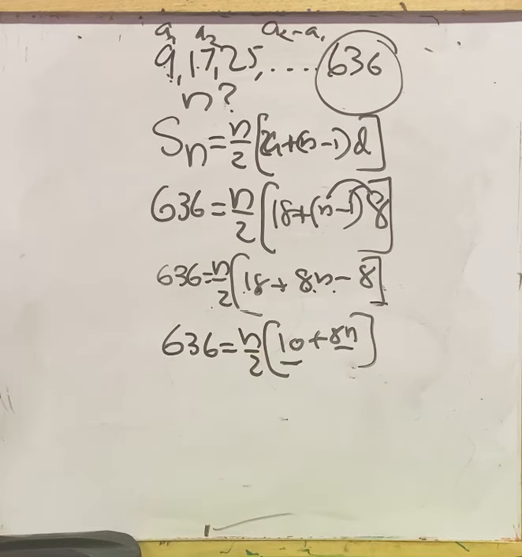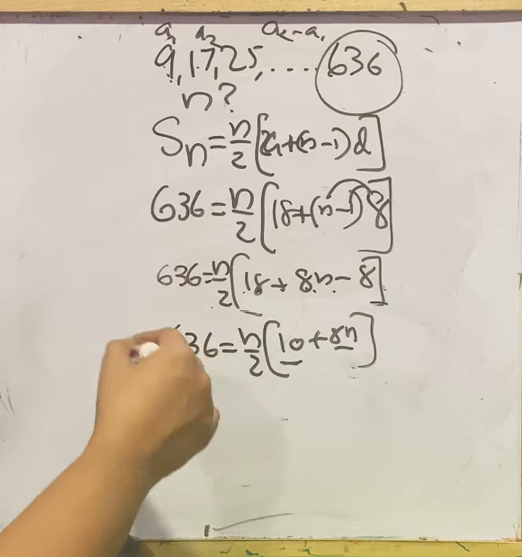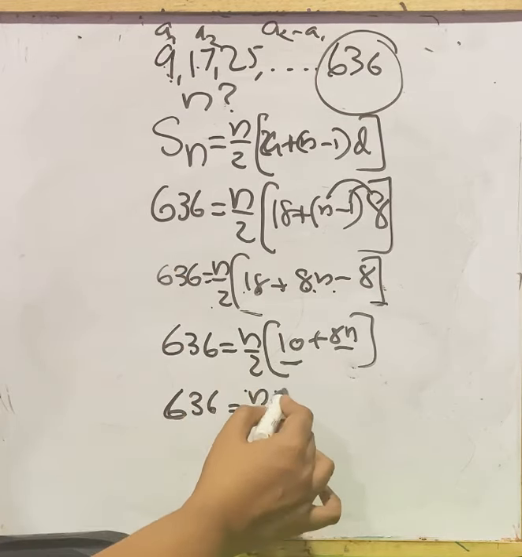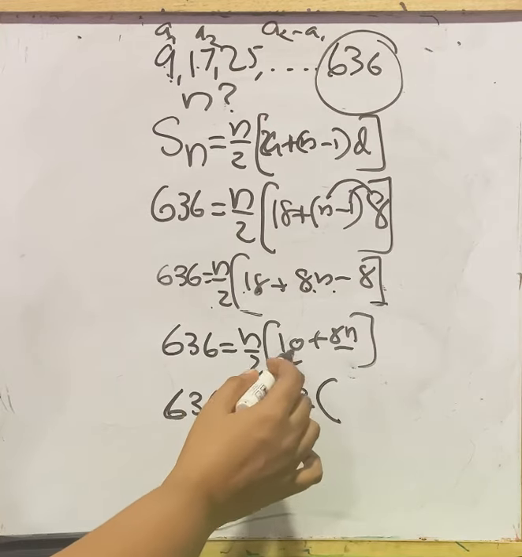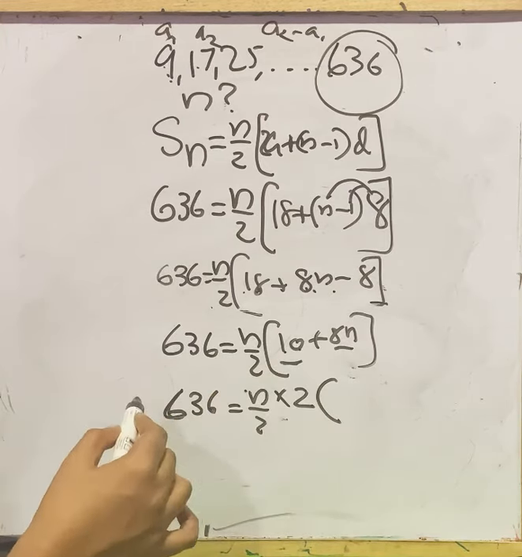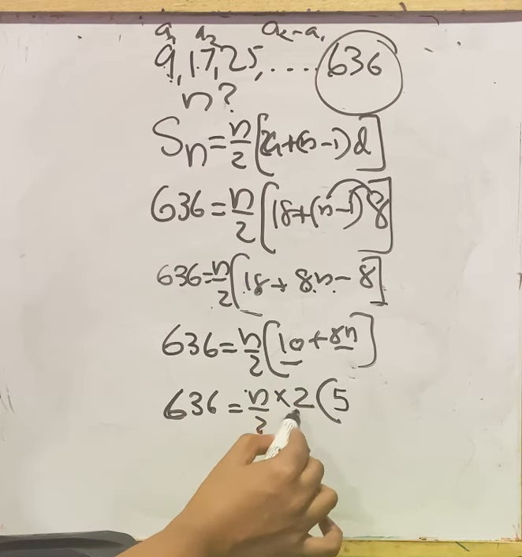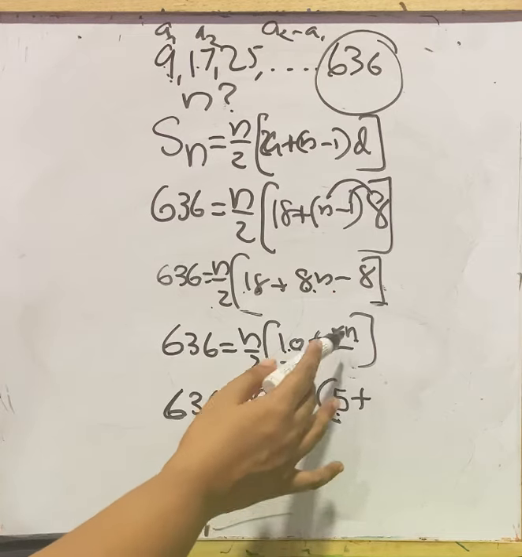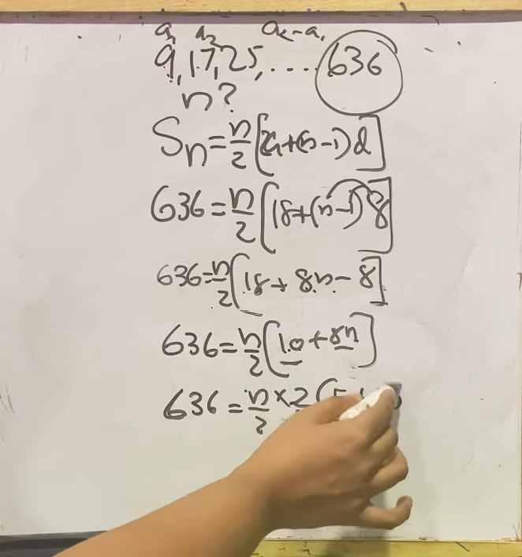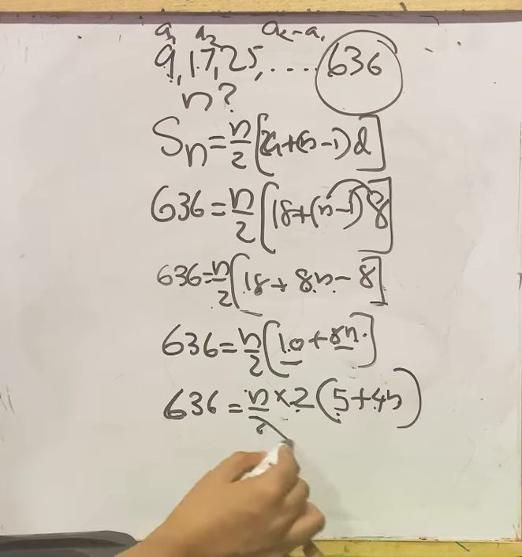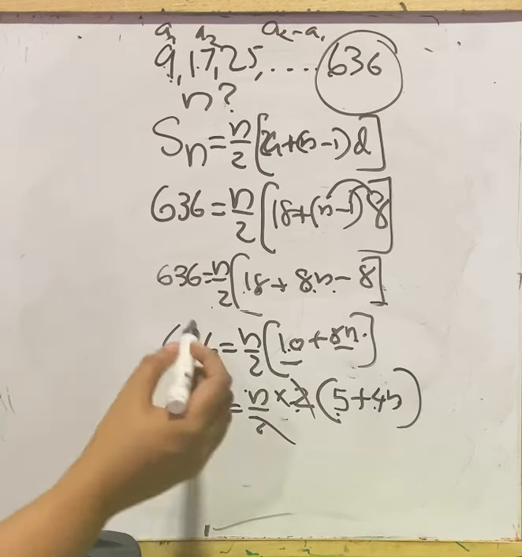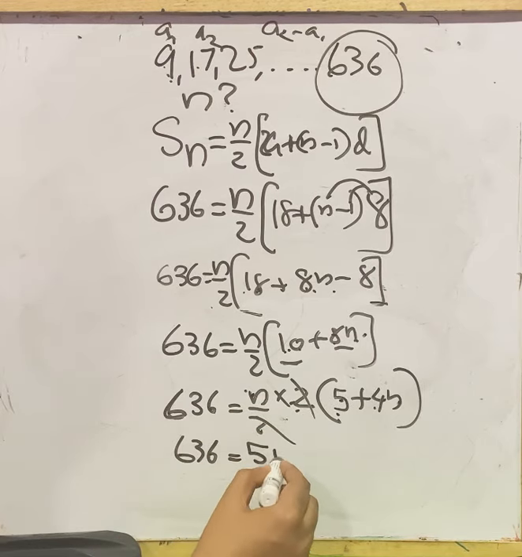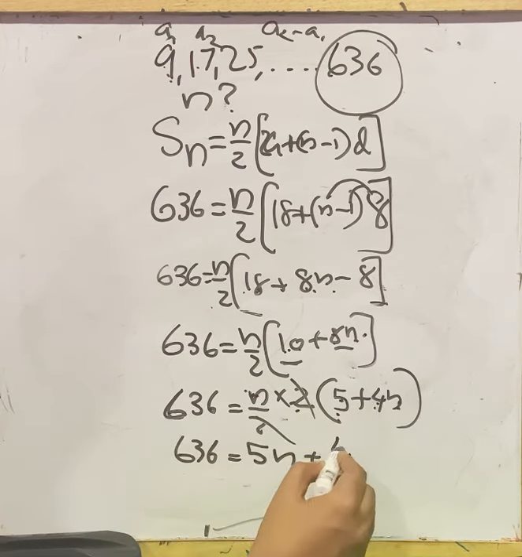These two terms have a common factor, so take 2 outside. 636 equal to n by 2 here. Taking 2 from here, 1 is in the numerator. Here 2 is taken outside, so the balance factor will be 5, that is 5 twos are 10. Plus, here from 8n we have taken 2 outside, so the balance will be 4n, that is 2 into 4n, 8n. Close the bracket. This 2 and 2 get cancelled. The balance will be 636 equal to n into 5, 5n, plus 4n into n, 4n square.